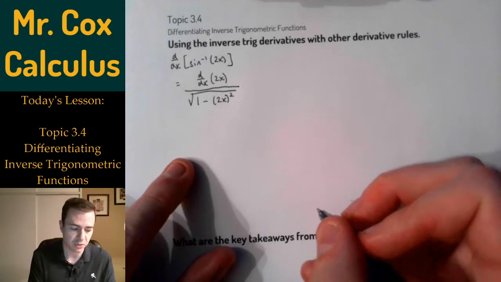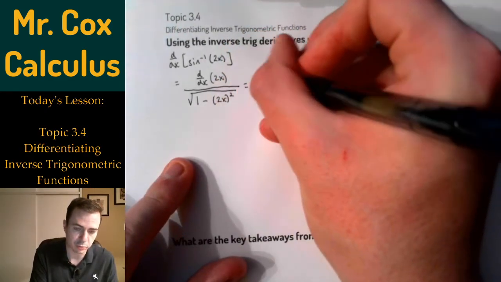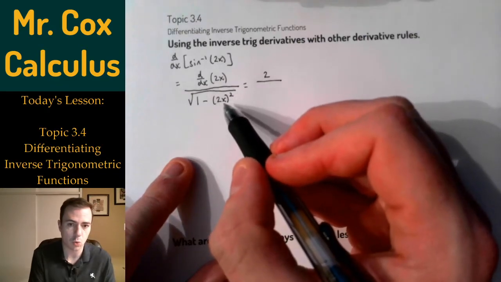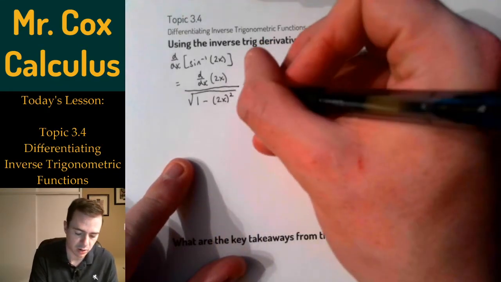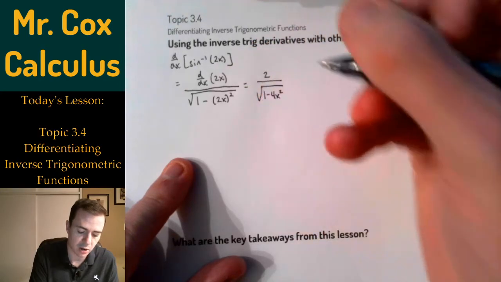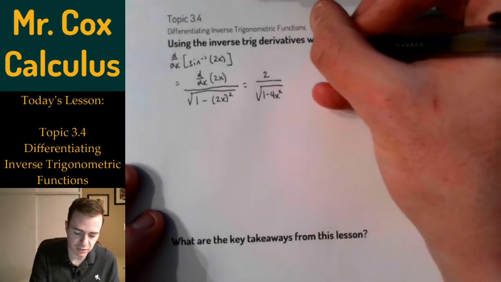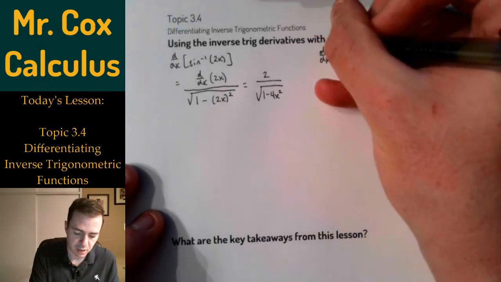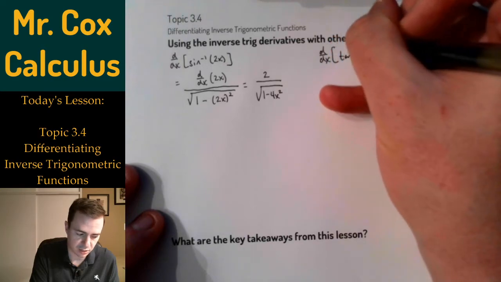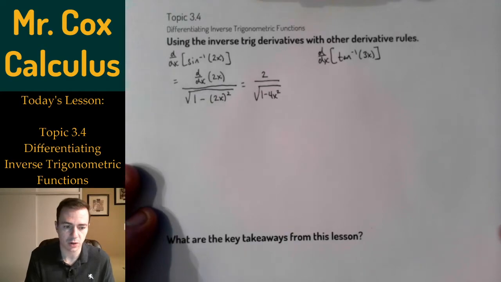And then if I do a little bit of simplification here, this ends up being 2 in the numerator. If I square 2x quantity squared, that's 4x squared. So this is 2 over the square root of 1 minus 4x squared. And that's about as simplified as we can get it. Let's also take a look at the derivative of the inverse tangent of 3x. We'll see how inverse tangent works. That's the first time we've worked with that derivative so far.